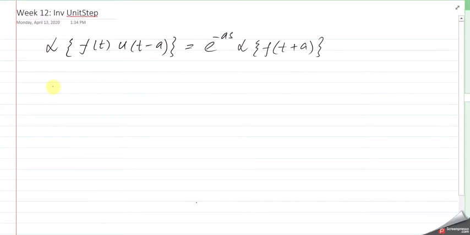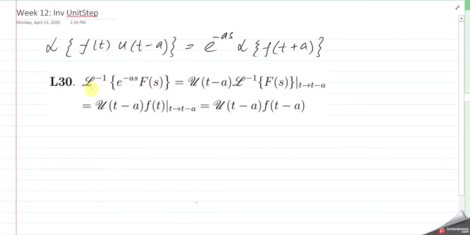Now what we are going to do is take the inverse of this situation. Inverse of a function which has e raised to power minus as. So the last formula, L30: Laplace inverse of e raised to power minus as f of s. We are starting with e raised to power minus as already, and we are taking inverse, and there is some function of s here. The answer would be u(t minus a), again quite the contrary.